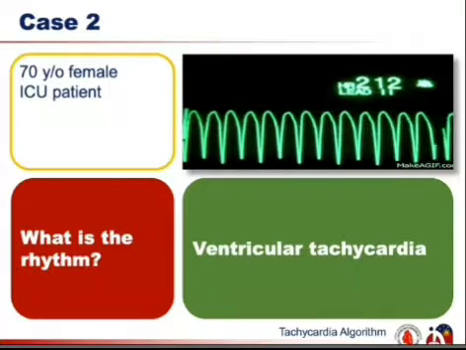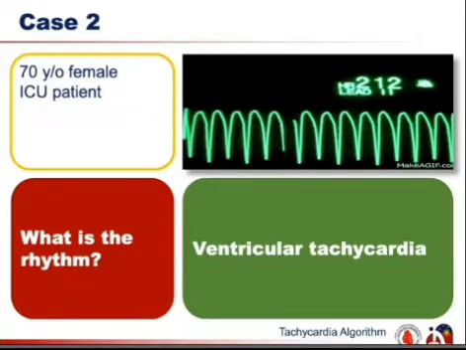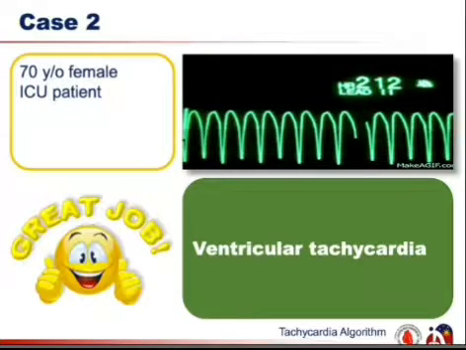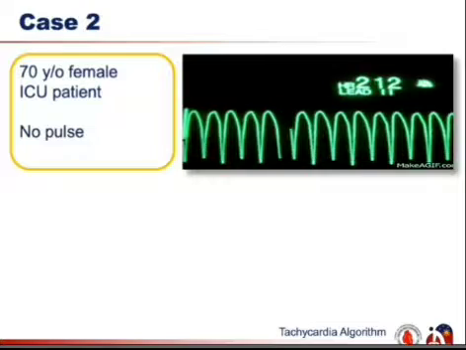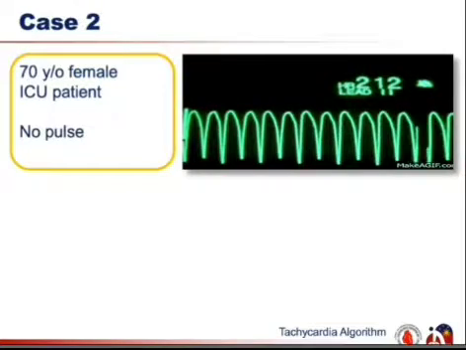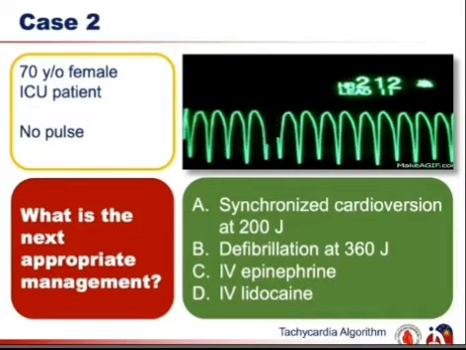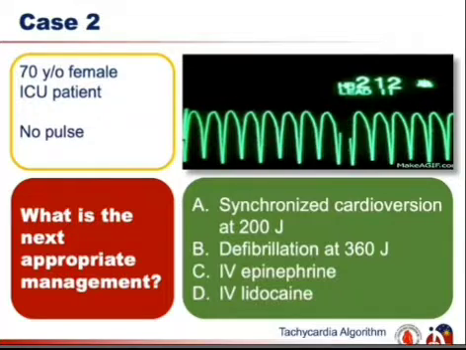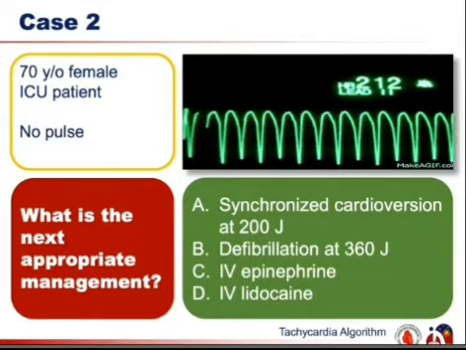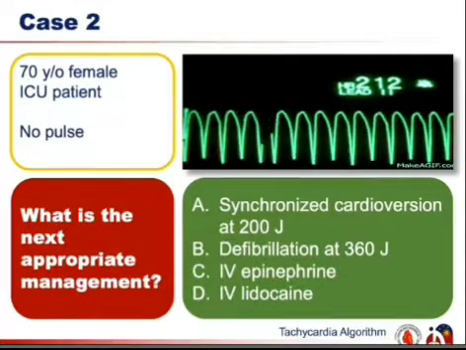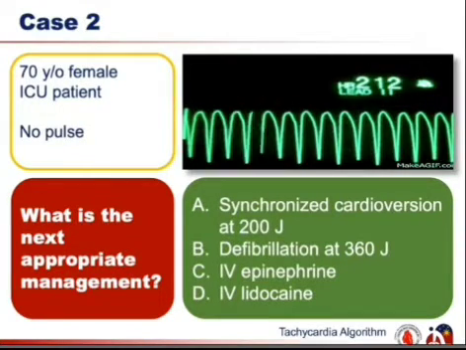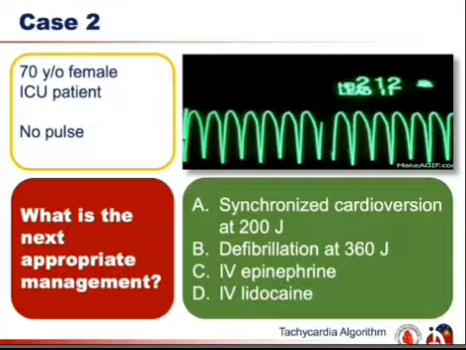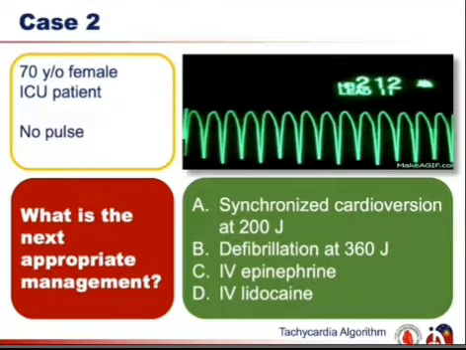The answer is ventricular tachycardia. You are correct. Good job. Upon checking her vital signs, she has no BP, thus pulseless. What should you do next? A. Do synchronized cardioversion at 200 joules. B. Defibrillate at 360 joules. C. Give IV epinephrine. Or D. Give IV lidocaine.